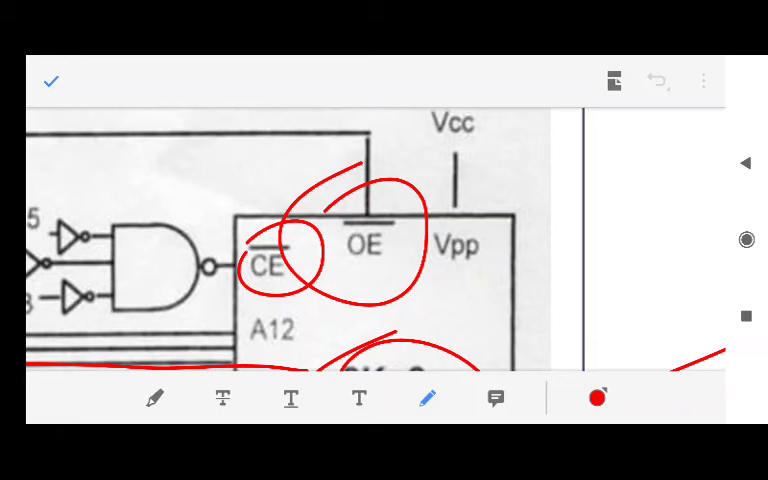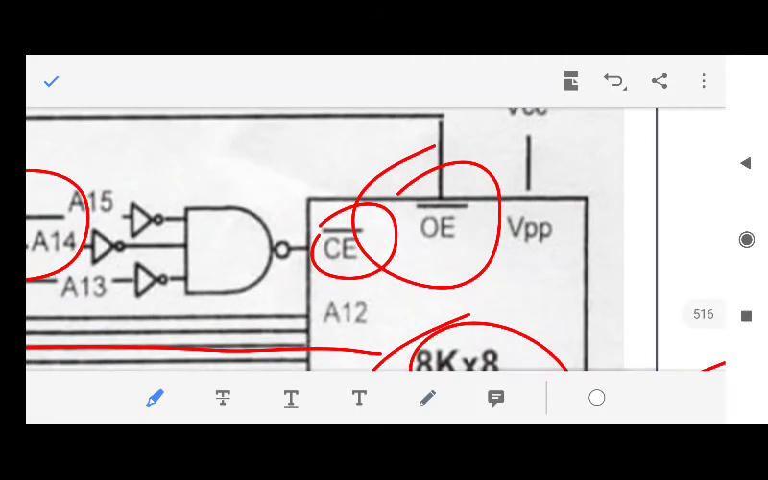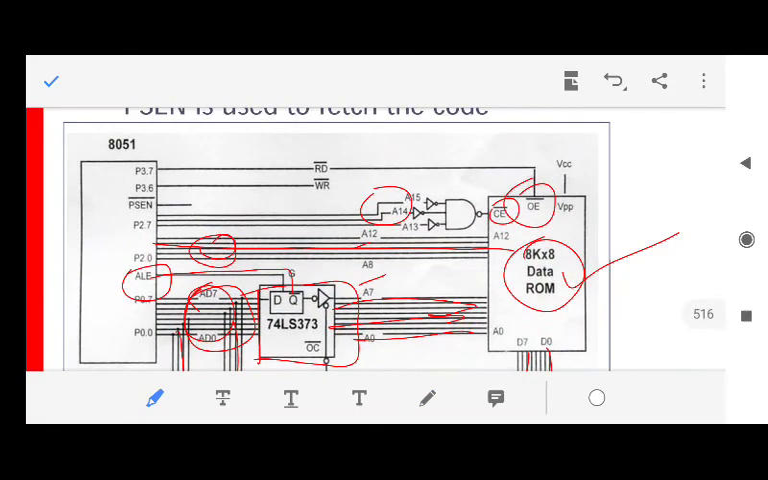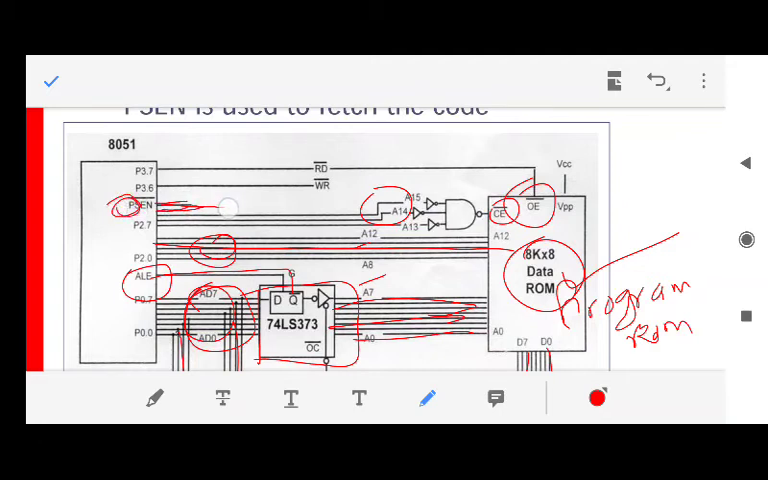That means whether you are enabling the output, whether you want to read the memory or not. So it will have a pin which is known as output enable. When you are connecting the program ROM, please remember, you are using the program store enable. The name program means only for program ROM. So you are connecting the program store enable pin to both the output enable pin and the chip enable pin.